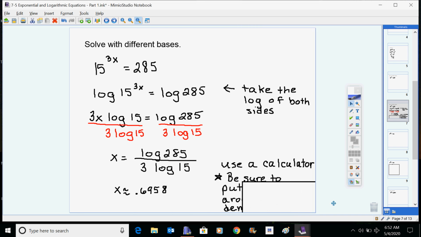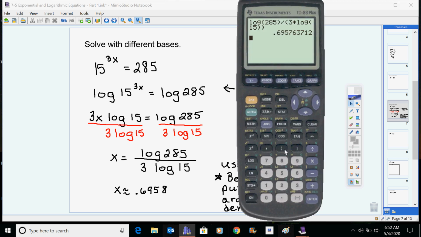So 0.696 or 0.6958, depending on what place value you're asked to round it to. This is the tenths, hundredths, thousandths, 10,000ths, just so that you remember. Or we could call this 4 decimal places if we wanted to round to this decimal, whichever one you're asked to do. So 0.6958.